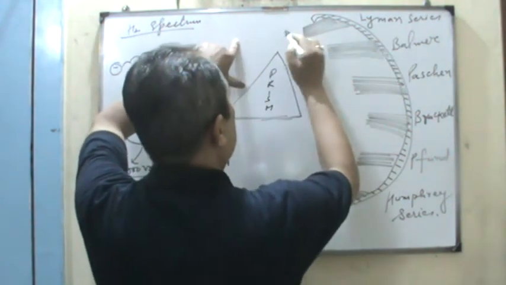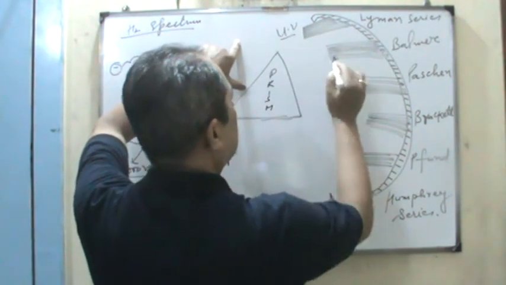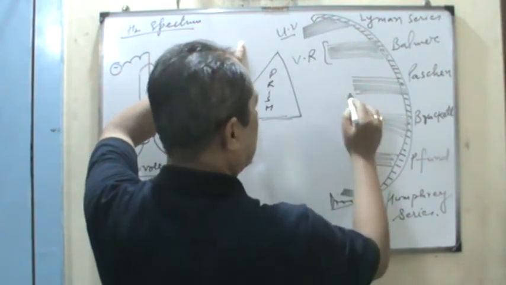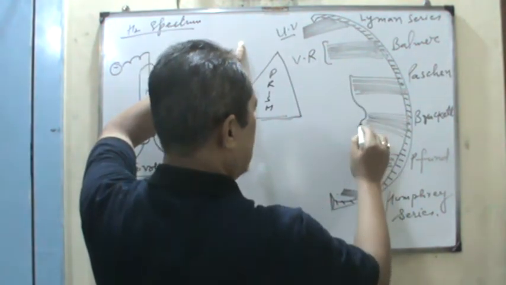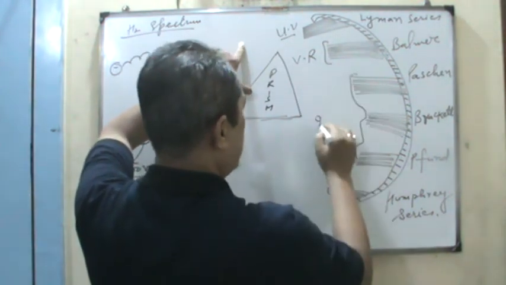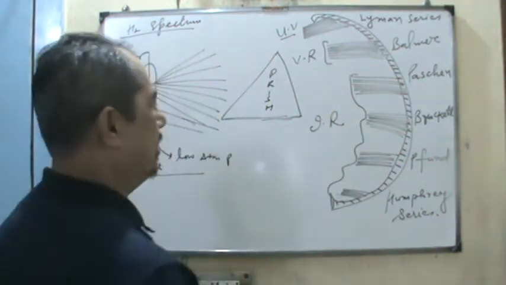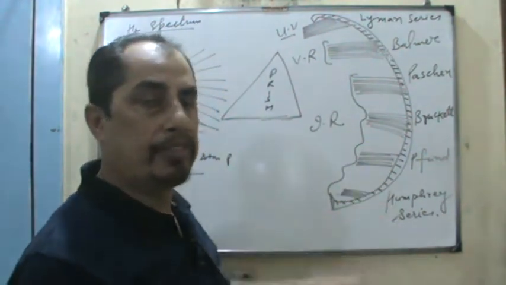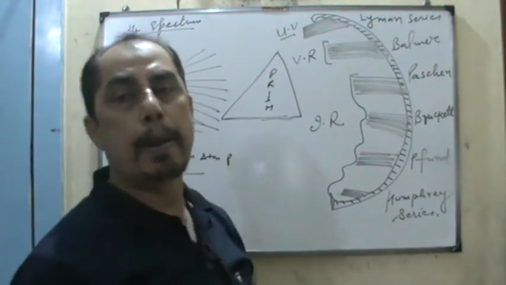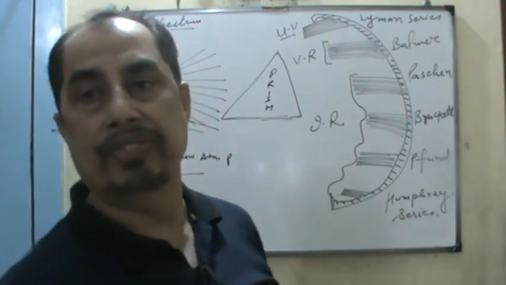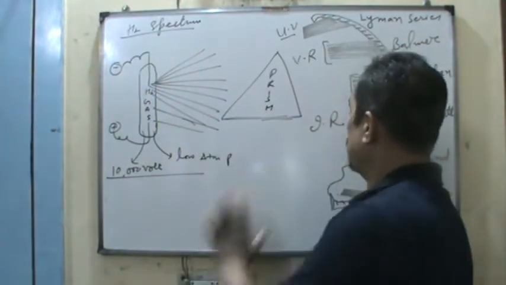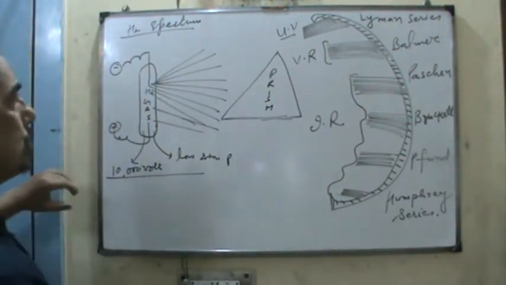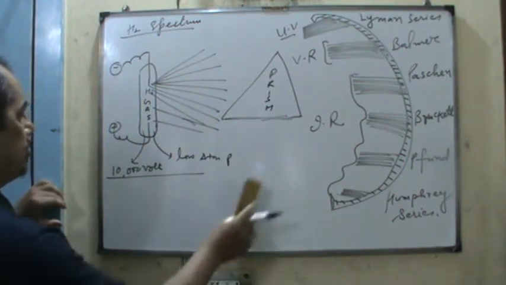One important point is that the Lyman series is observed in the ultraviolet region. The Balmer series is observed in the visible range of light. The Paschen, Brackett, Pfund or Humphreys series are located in the infrared, the invisible range of light. So actually this is the hydrogen spectrum.